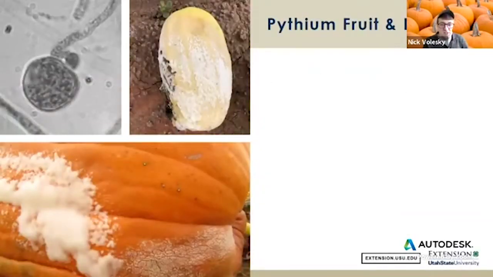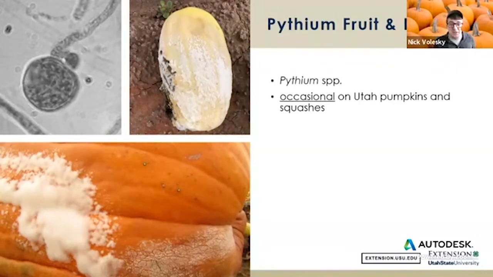So now I'm going to talk about some more, then we'll talk about how we can manage these different funguses and molds. So next we have Pythium fruit and root rot. These are caused by different Pythium species.